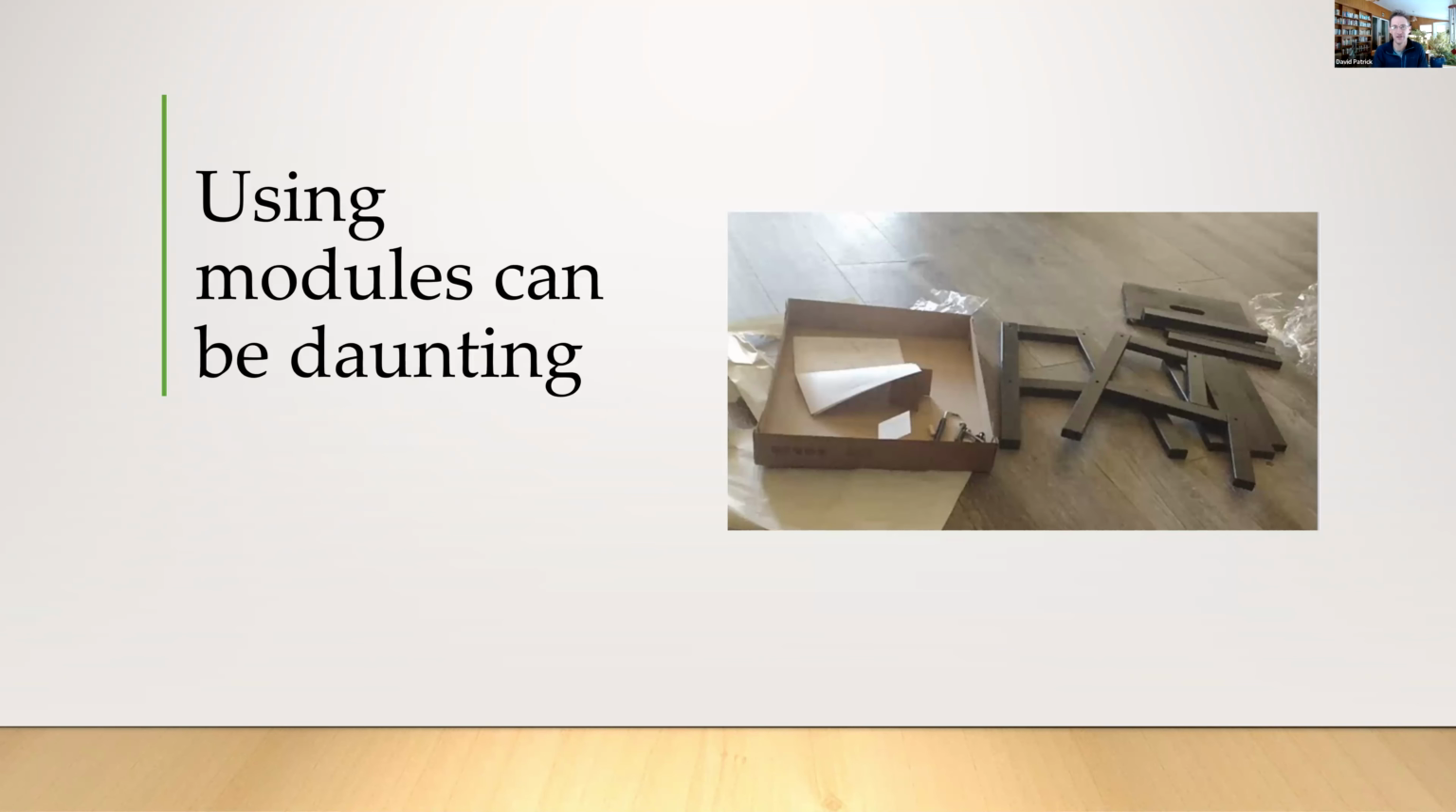I also want to emphasize that using modules can be a little bit daunting. Any of you that have taken a look at these modules, generally the first impression is, whoa, there's a lot of information here. And the analogy I like to use here, which I think certainly makes sense here in the United States, is flat packed furniture.